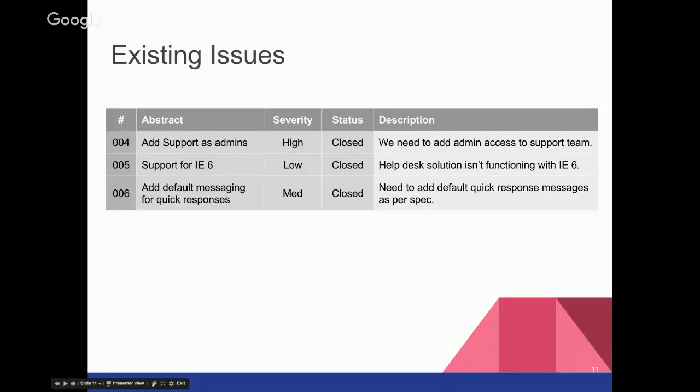So we have some existing issues that we've closed out, so we've made some good progress on that. We've added support for our admins. We are dropping support for IE6. There's not many people using it, and it doesn't seem feasible to us. A very small percentage of people, I think it's like 0.5%. But only 1 or 2 people are using IE6, and we're reaching out to them to explain. We're adding some default messaging for quick responses, and that was as per our requirements. So we got those things fixed, and we're good to go.